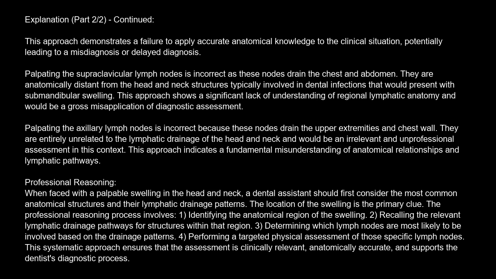Professional reasoning. When faced with a palpable swelling in the head and neck, a dental assistant should first consider the most common anatomical structures and their lymphatic drainage patterns. The location of the swelling is the primary clue. The professional reasoning process involves: 1. Identifying the anatomical region of the swelling. 2. Recalling the relevant lymphatic drainage pathways for structures within that region. 3. Determining which lymph nodes are most likely to be involved based on the drainage patterns. 4. Performing a targeted physical assessment of those specific lymph nodes. This systematic approach ensures that the assessment is clinically relevant, anatomically accurate, and supports the dentist's diagnostic process.